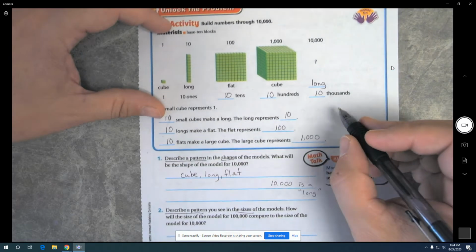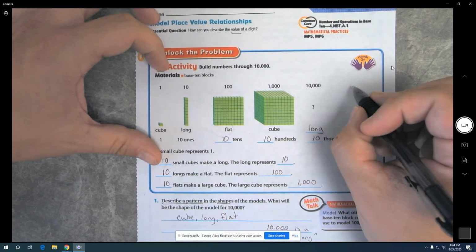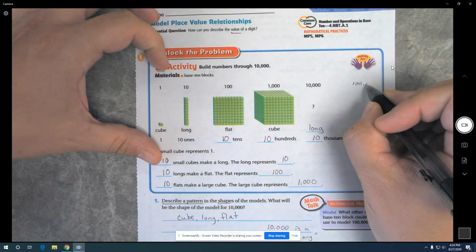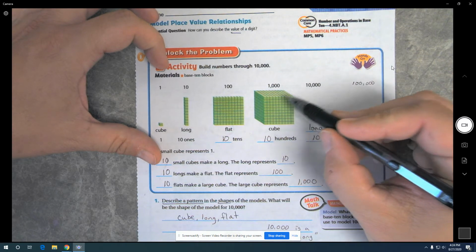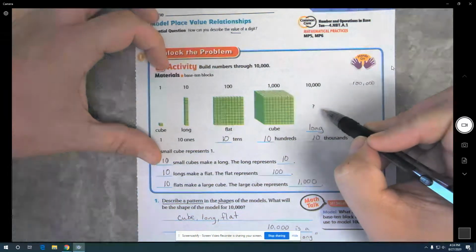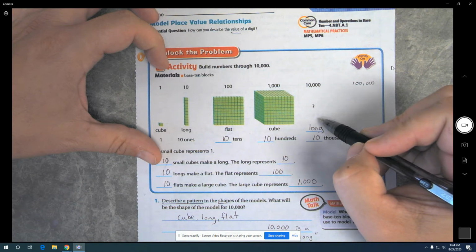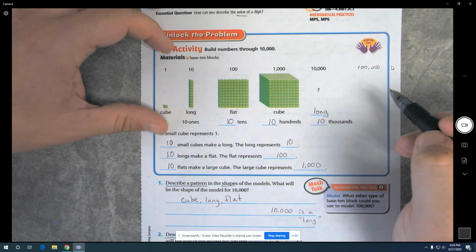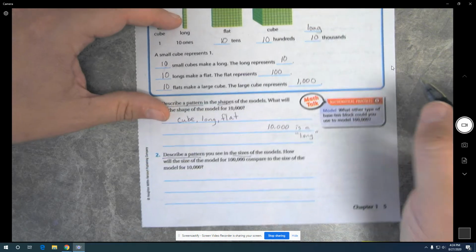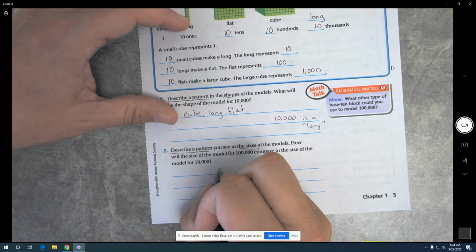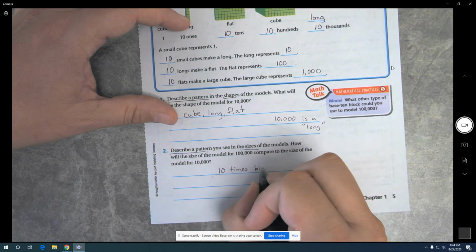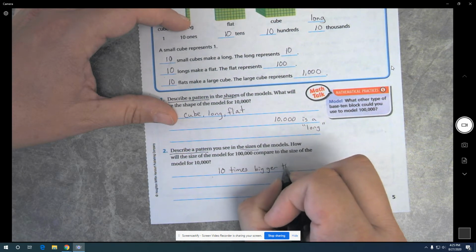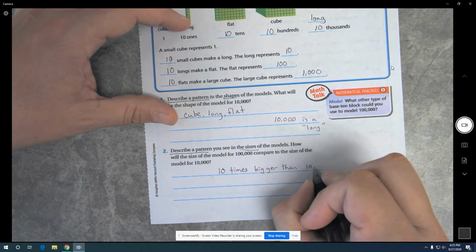So how will the size of the model for 100,000 compare to the size of the model for 10,000? So we were at 10,000. What if they went to 100,000? Remember, 10,000 is 10 thousands. 100,000 is 10 10,000s. So how many times bigger? Describe the size of the model. If you're saying 10 times bigger, you are correct. It'll be 10 times bigger than the 10,000.